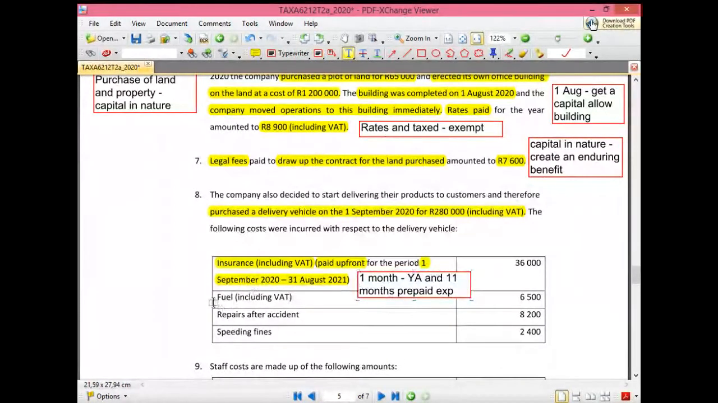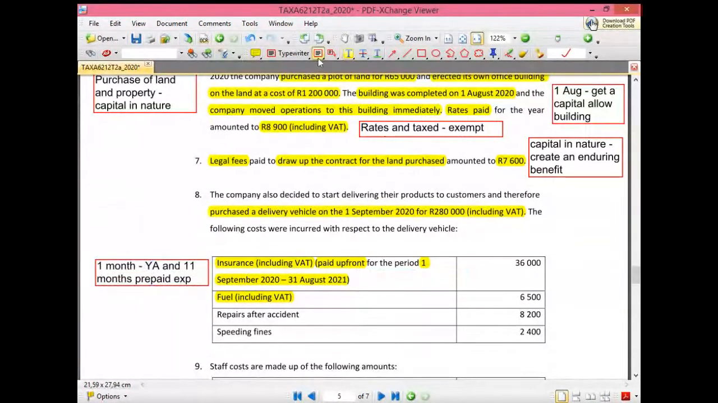Then we've got fuel inclusive of VAT. Now remember, fuel is zero rated. So that means VAT is 0%. Then we've got repairs. We've got speeding fines. Now that is a prohibited deduction in terms of section 23.